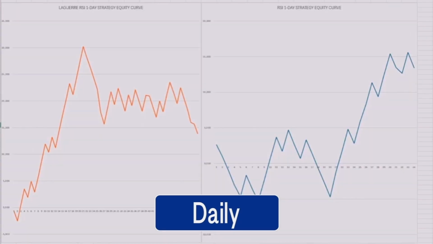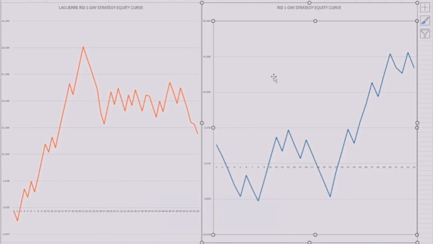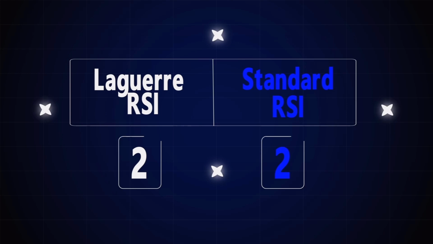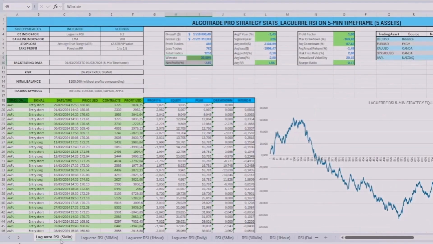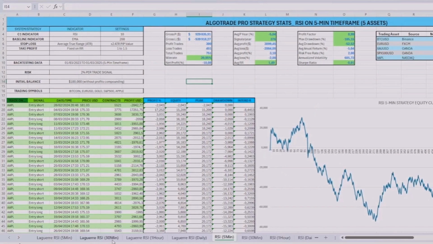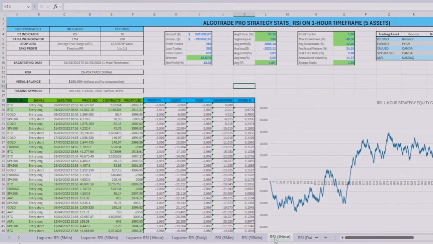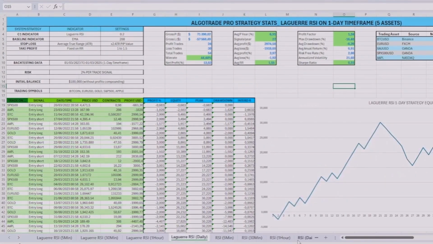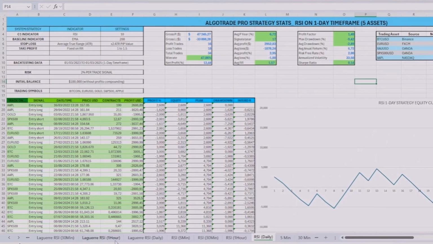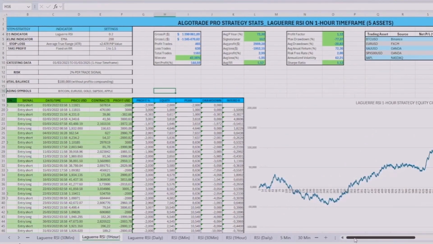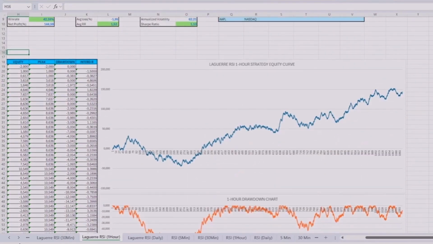Finally, on the daily chart, we can see that both equity curves were positive, and both ended with a profit of approximately 15%. So here we also have a draw and 1 additional point for each indicator, making it a tie. In conclusion, depending on the time frame, the Laguerre RSI makes more sense than the standard RSI. But overall, both indicators performed well in these testing conditions, and I would like to highlight that we can build a solid strategy from here.